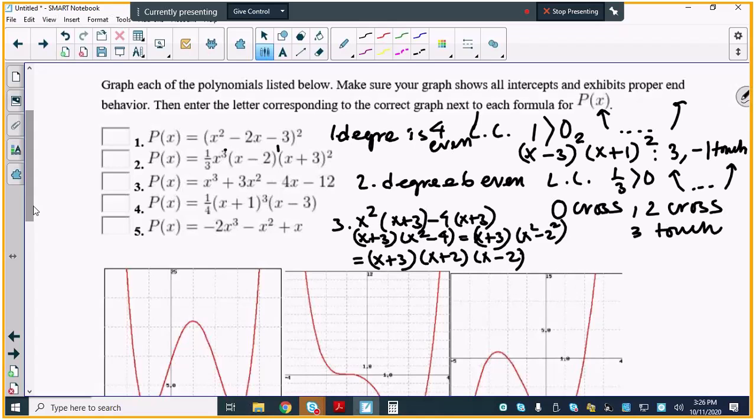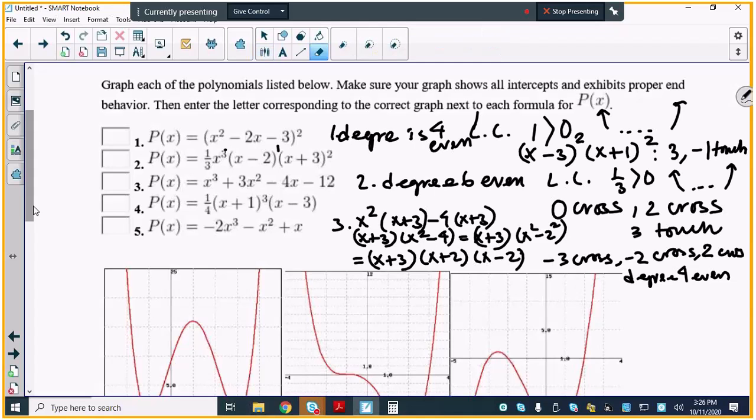So the solutions are negative 3 odd, so cross, negative 2 odd, so cross, 2 odd, so cross. So all solutions you will cross. Also, leading coefficient, actually this is degree 3, I'm so sorry. Degree 3 is odd. And its leading coefficient is 1. So left end goes down, right end goes up. That's number 3. Let's do the work for number 4.